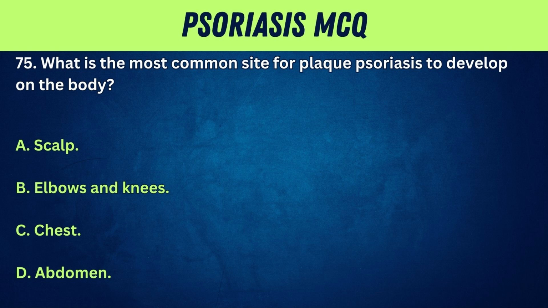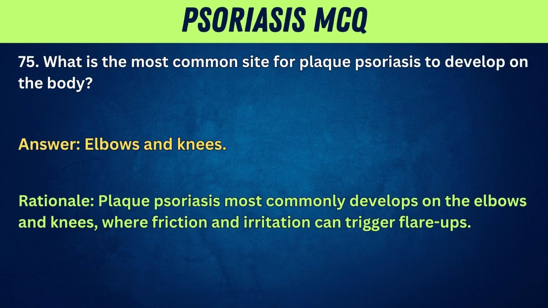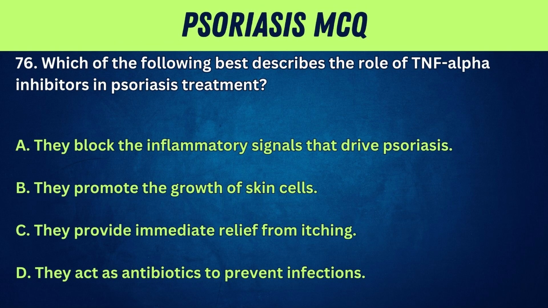75. What is the most common site for plaque psoriasis to develop on the body? A. Scalp. B. Elbows and knees. C. Chest. D. Abdomen. Answer: elbows and knees. Rationale: plaque psoriasis most commonly develops on the elbows and knees, where friction and irritation can trigger flare-ups. 76. Which of the following best describes the role of TNF-alpha inhibitors in psoriasis treatment? A. They block the inflammatory signals that drive psoriasis.